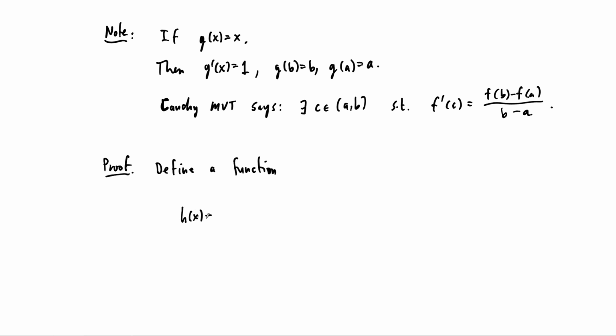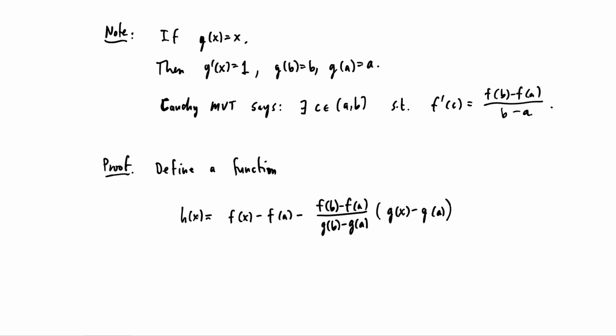This function I'm going to call h of x. H of x I'm going to define to be f of x minus f of a minus the ratio f of b minus f of a over g of b minus g of a times g of x minus g of a. All right? Now, in the actual mean value theorem, what's different, right?